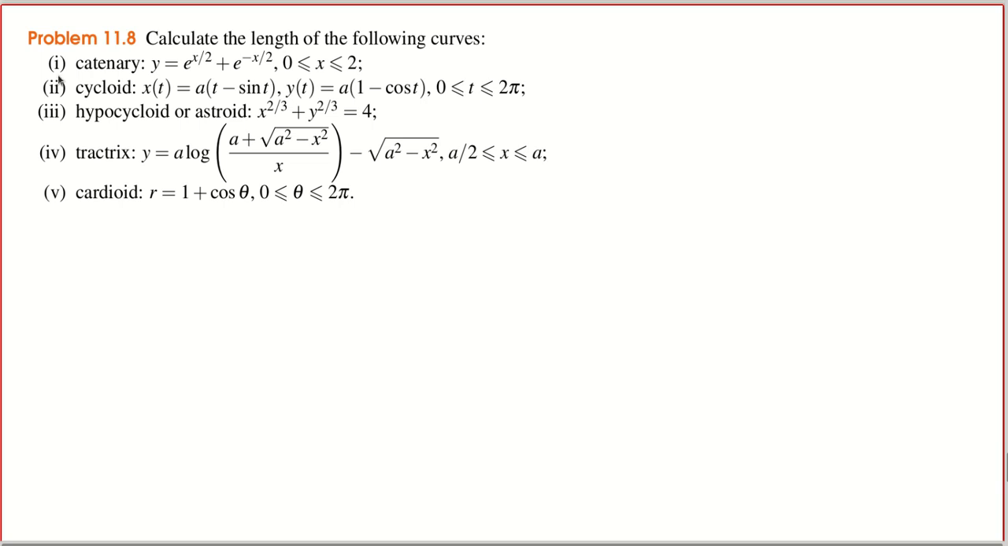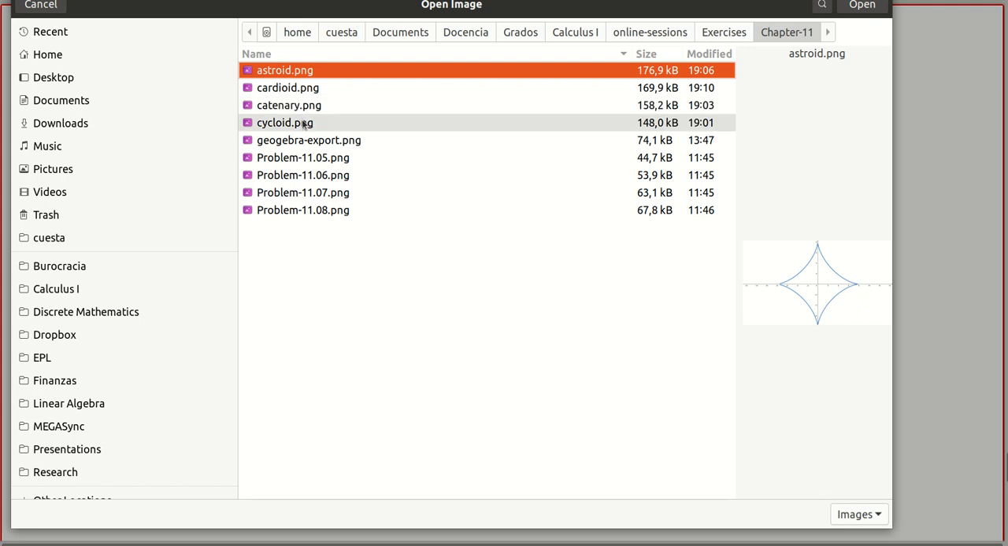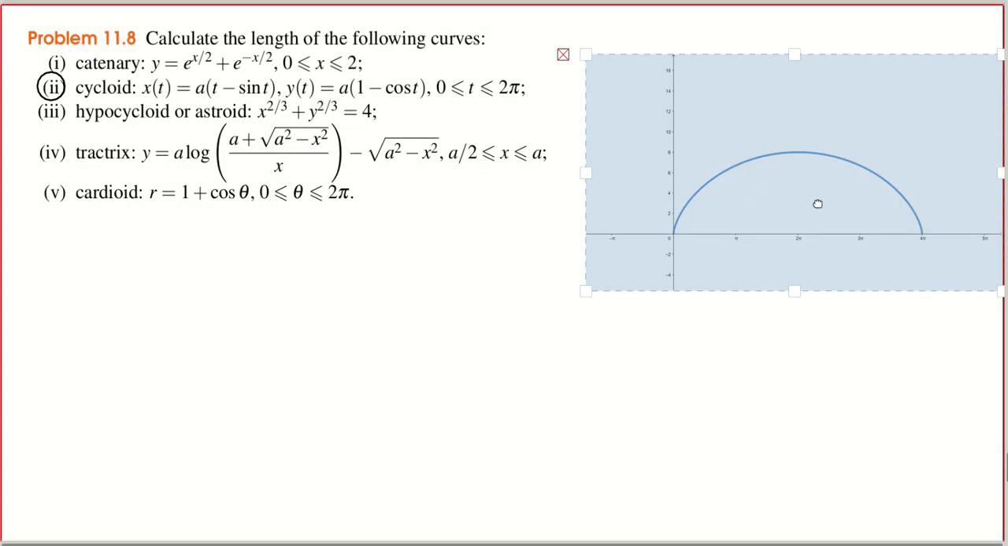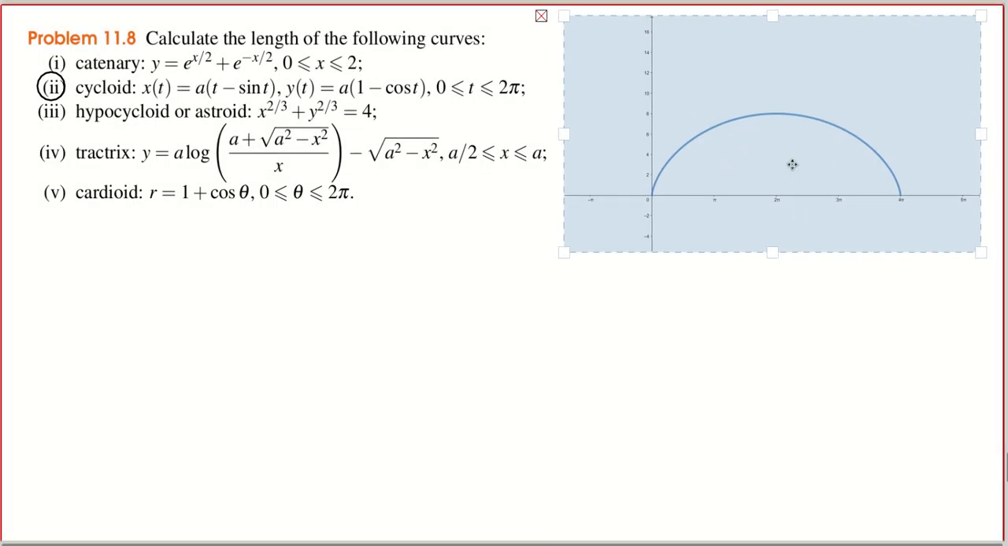Okay, the second curve we're going to calculate the length of is the cycloid. The curve is parameterized in this way. What the curve looks like is this. This is the cycloid, and it is the shape that is described by the cycle. Actually, it has to be a cycle of this diameter, so it has to go up to here.